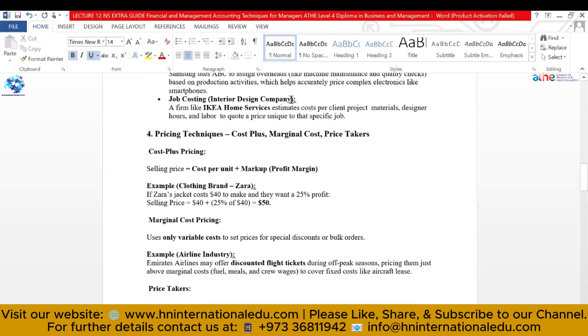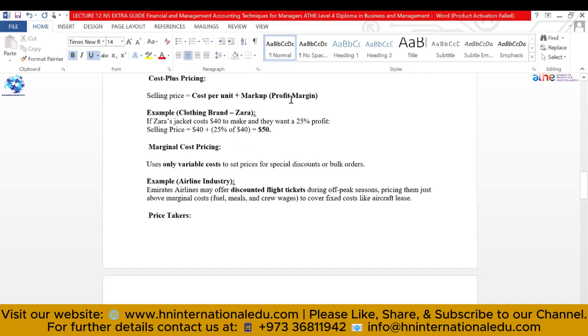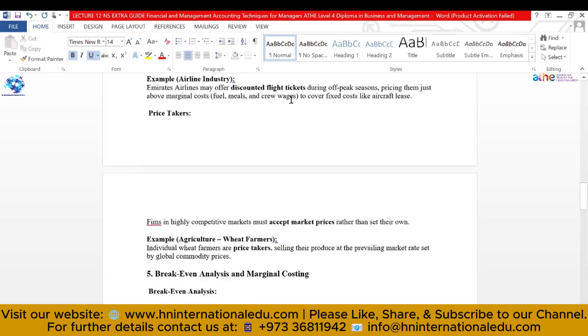For the pricing technique, we did cost plus pricing, just adding up the formulas. In the airline industry, Emirates Airline, this is for marginal cost pricing, may offer discounted flight tickets during off-peak hours, pricing them just above the marginal cost. Fuel, meals, and wages, everything is going to be covered, along with a contribution to the fixed costs like aircraft lease. That is it. They're not going to charge you any extra price.